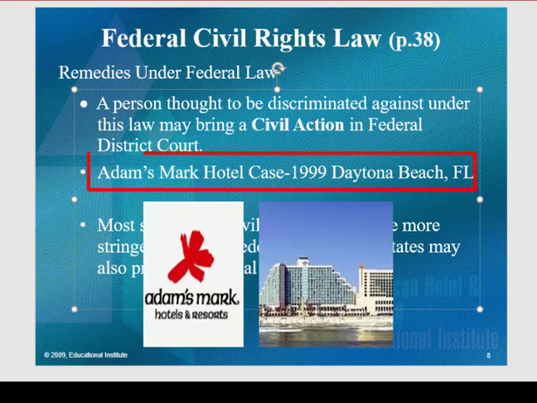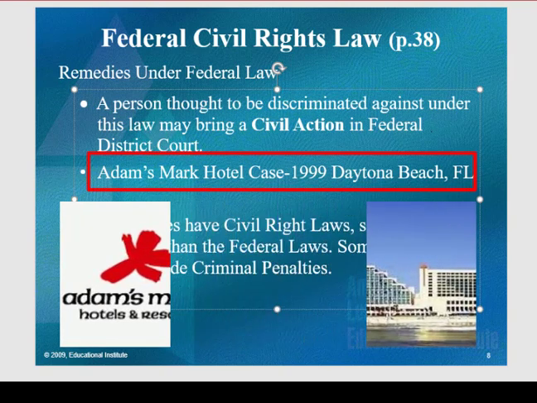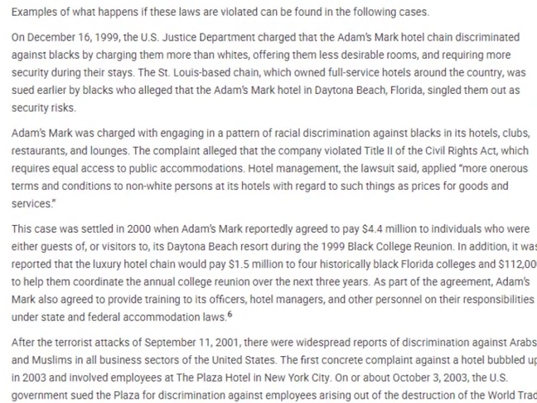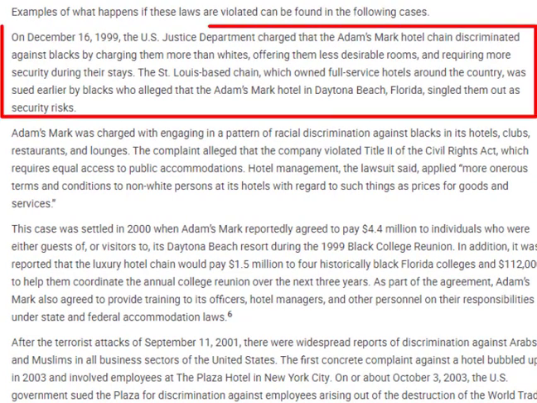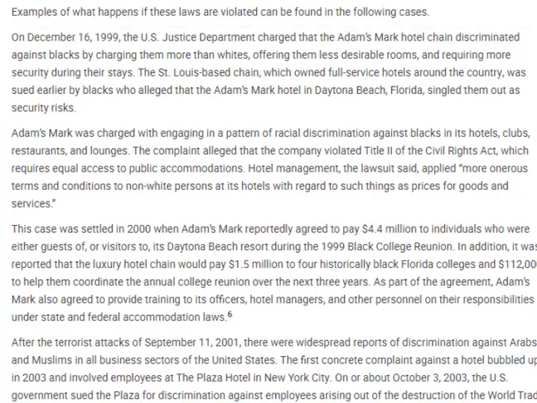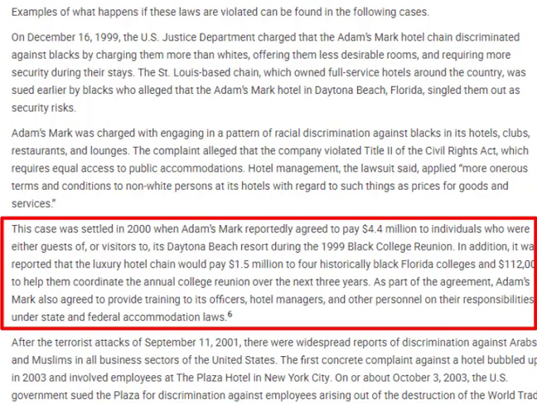And this is exactly what happened in the Adams Mark Hotel case in Daytona Beach in 1999. The U.S. Justice Department charged that the Adams Mark Hotel chain was discriminating against blacks by charging them more than whites, offering them less desirable rooms and requiring more security during their stays. Eventually, the case was settled out of court in 2000, and Adams Mark reportedly agreed to pay $4.4 million to individuals who were either guests of or visitors to its Daytona Beach Resort during the 1999 Black College Reunion.